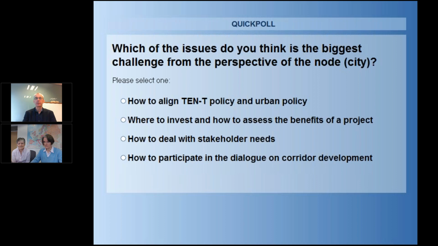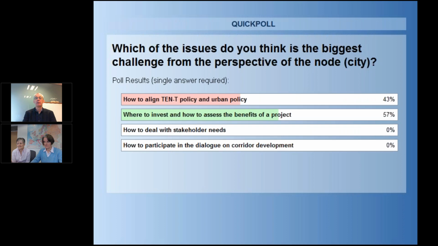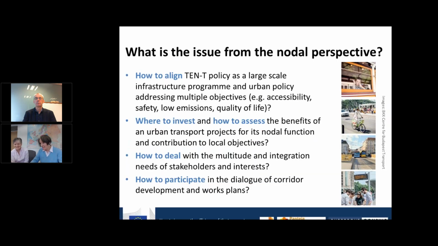All right, thank you everyone who voted. Now I'll share the results, and you can see that the first two options were the main challenges from the perspective of the participants: how to align the TEN-T policy and urban policy, and where to invest and how to assess the benefits of the project. Okay. Does that align with what you would? Yeah, very interesting. Okay, thank you everybody. Susanna, I'll turn it back to you again.